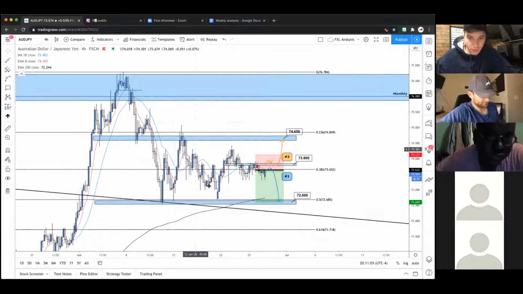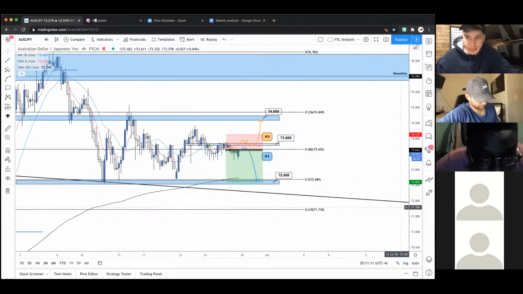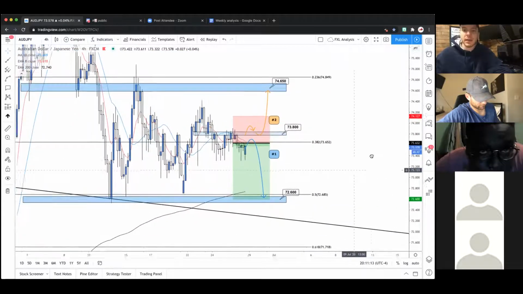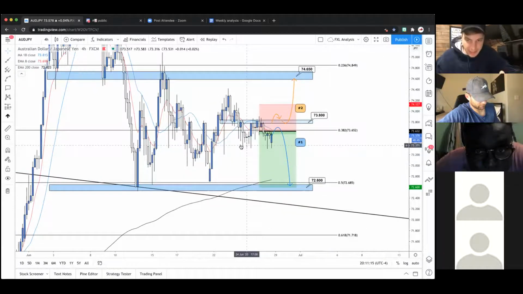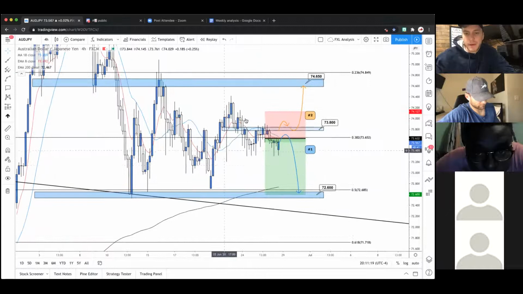So we have a bit of ranging happening between 74,650 and 72,600. Definitely want to see one of these areas break, but I did highlight this. This is an active trade actually, but I did highlight this potential short for you guys here as well. Okay, so what we're seeing is this is a lower time frame transition. This was like a 1-hour transition here.